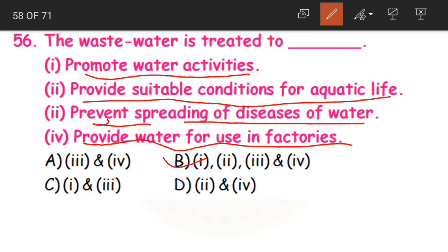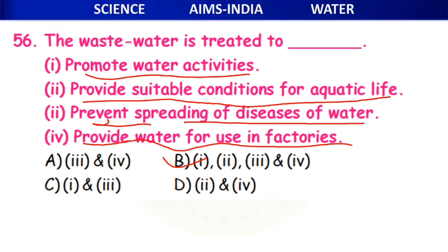To promote water activities, in the sense we are going to recycle the water. Wastewater treatment is nothing but recycling the water which is used. Again, that wastewater is used for some other purposes. That is known as wastewater treatment. And to provide suitable conditions for aquatic life, the animals which live in water. And to prevent spreading of diseases of water. And to provide water for use in factories. Clear, children?